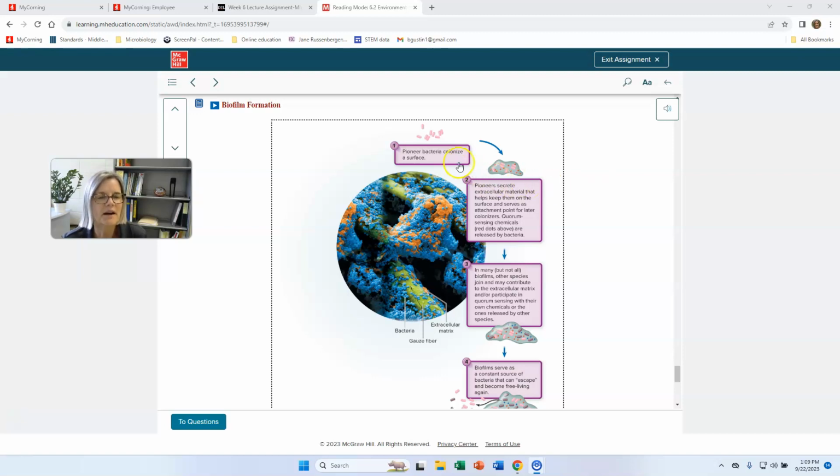But what happens when you're making a biofilm is, as long as there's a surface and some food and some moisture, and obviously the right pH and temperature, if there's bacteria around, they're going to stick to the surface. Here it says, here's the gauze fiber. The green is the gauze, the orange is the extracellular matrix, the slime layer, and the blue are the bacteria. So on the gauze, the bacteria stick. And those bacteria are going to start making that slime layer, and that's going to allow them to really attach to the surface.